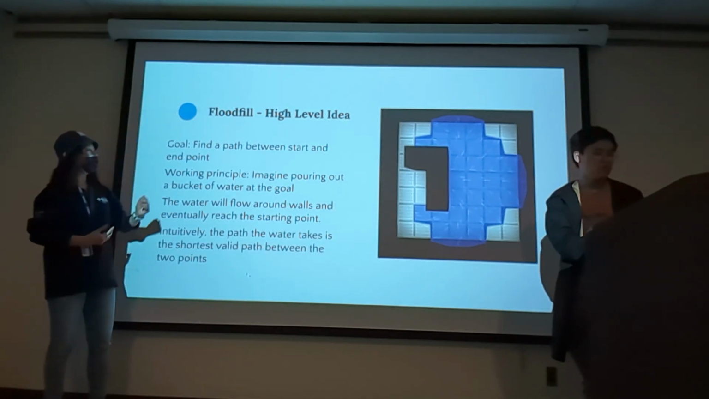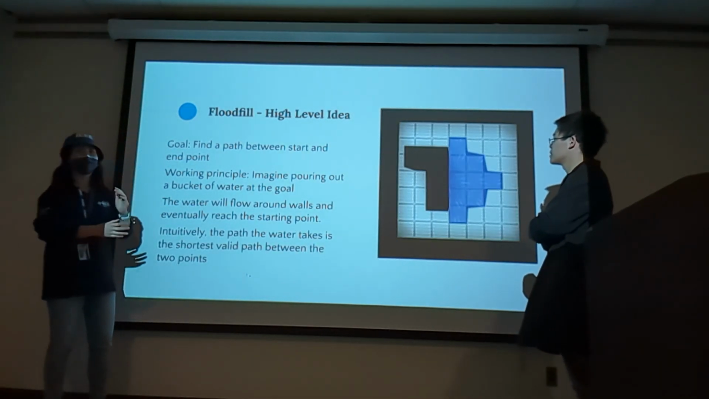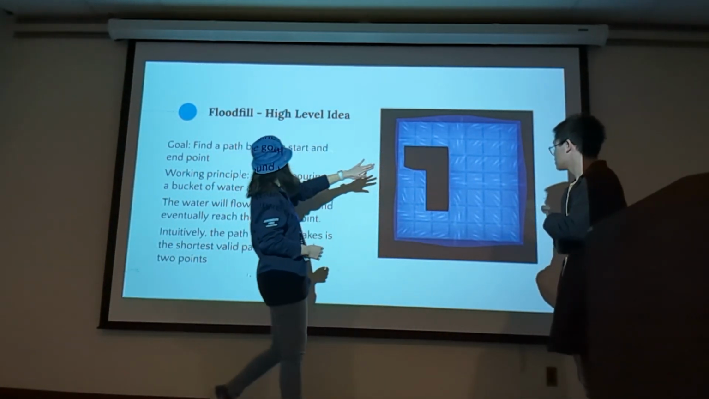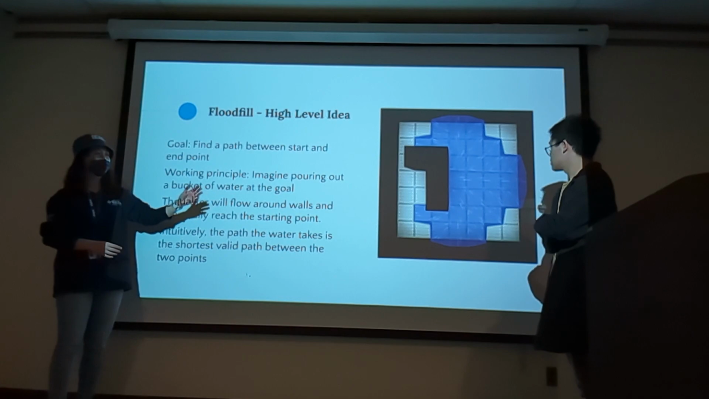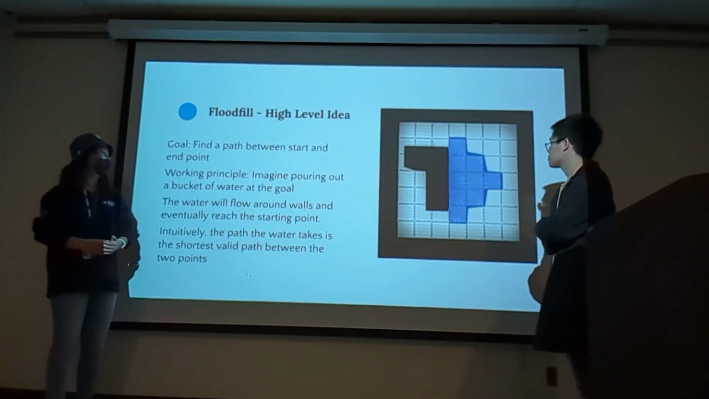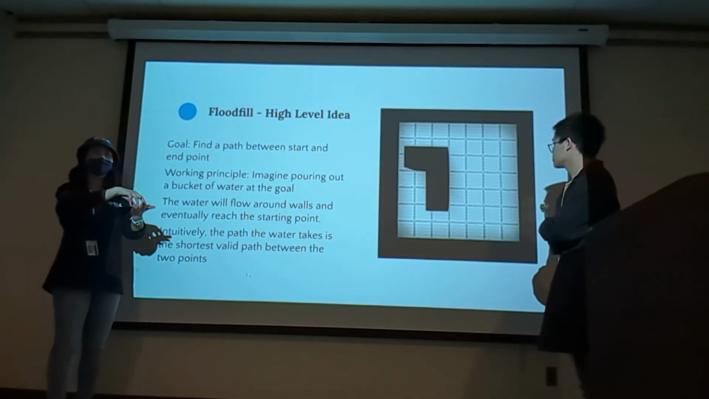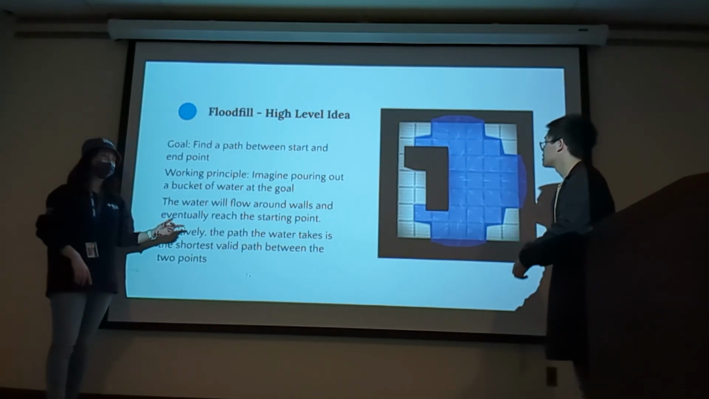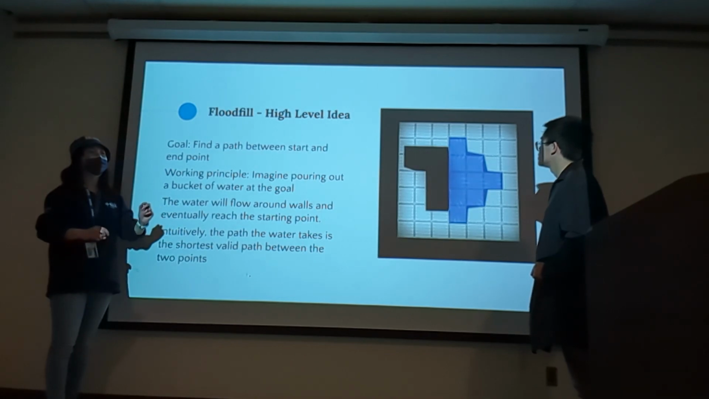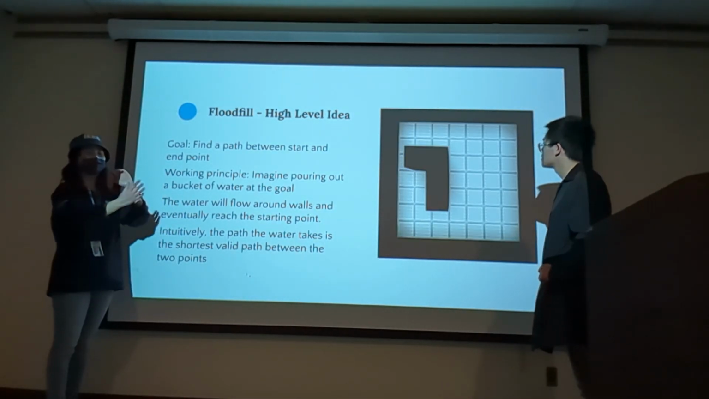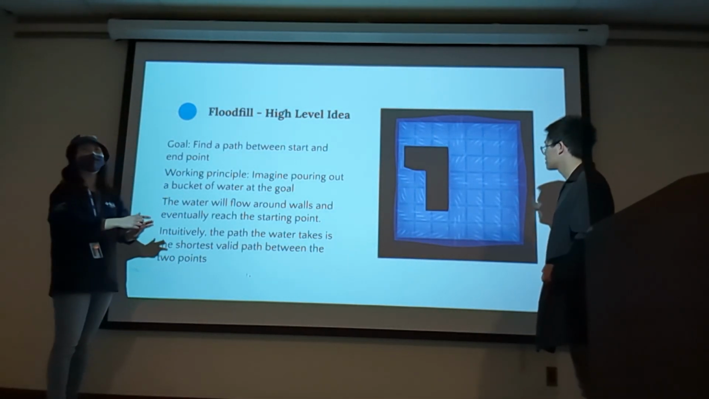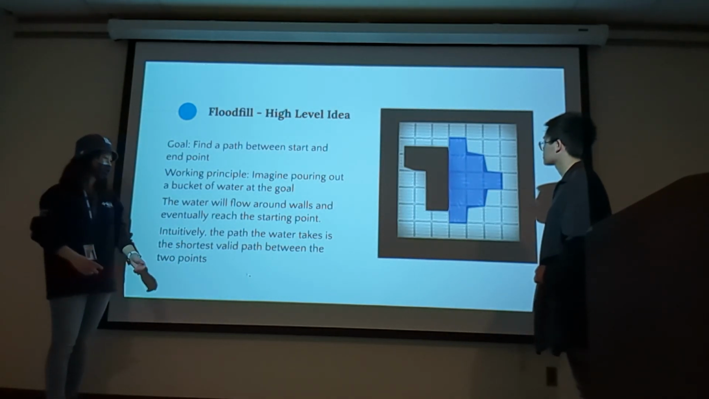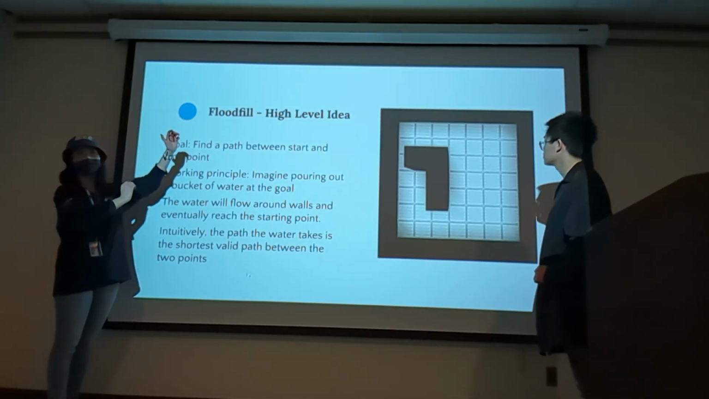So the end goal, as always, is to find the path between the start and the end point, from our lower corner to the center. And the working principle: pour out water from a bucket at the goal and see where it flows to. The water will flow around walls and eventually reach the starting point. You flood it, you fill it, and you see how long it takes to get there. Intuitively, the path the water takes is the shortest valid path between the start and the end.